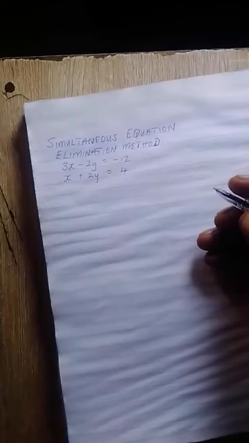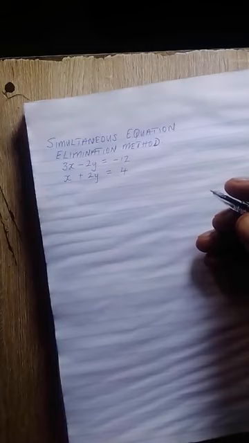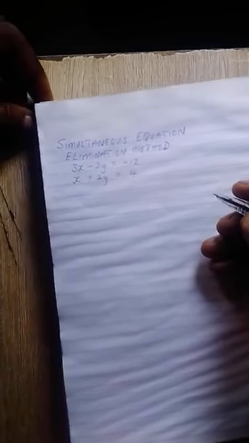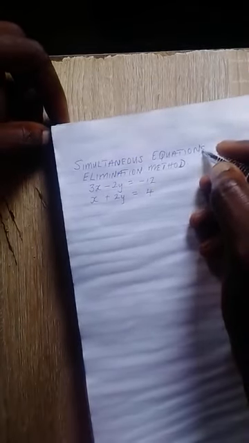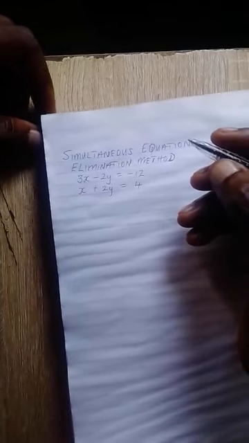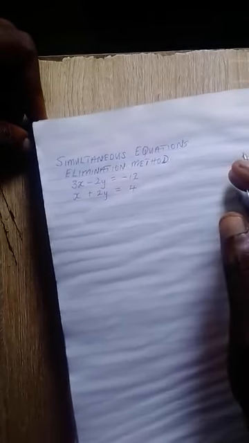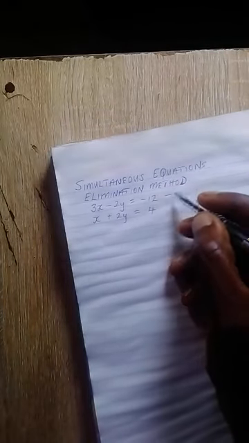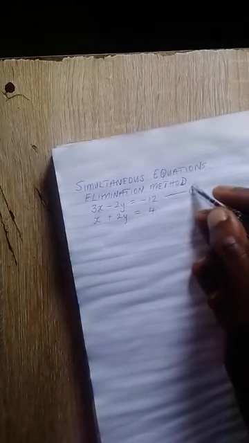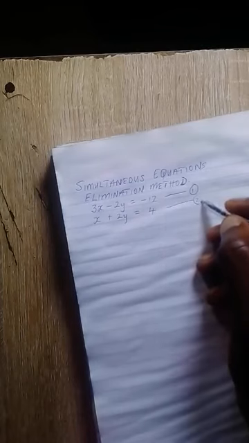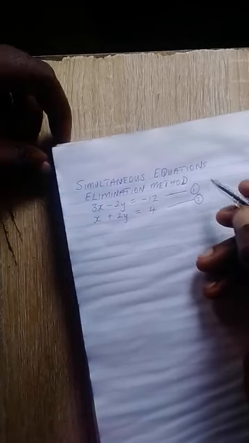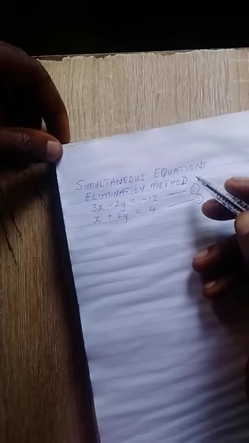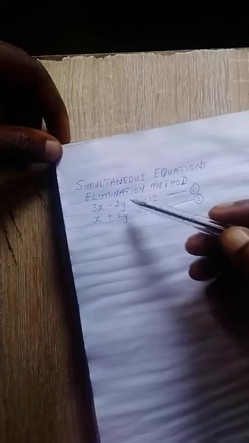Alright, we'll be looking at solving simultaneous equations using the elimination method. So these are two equations here. We have equation 1 and we have another equation here, equation 2. How do we solve it so that we can get the values of x and y that make the two equations true?